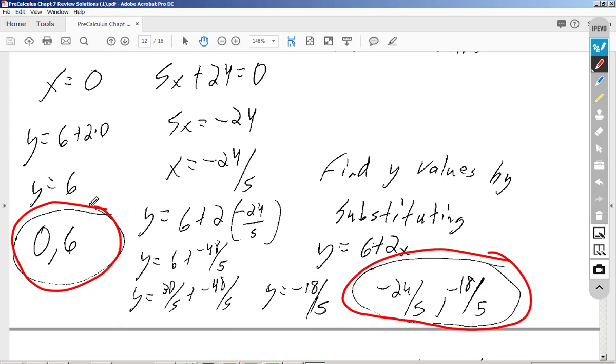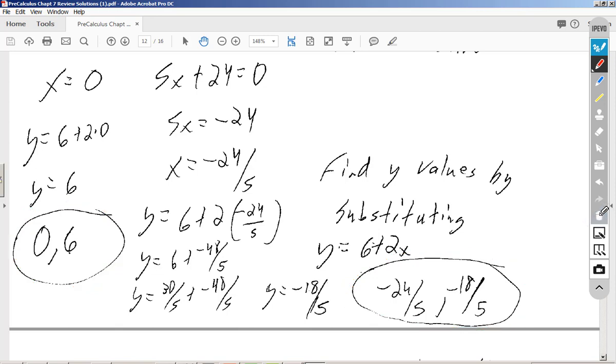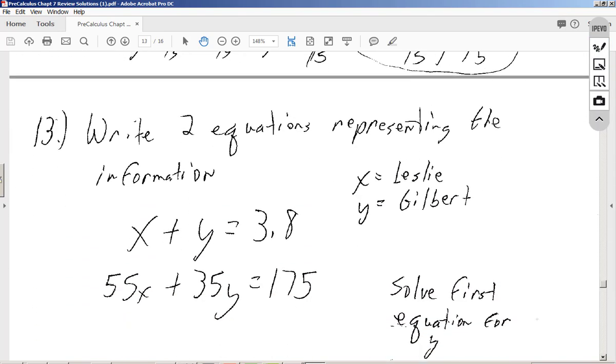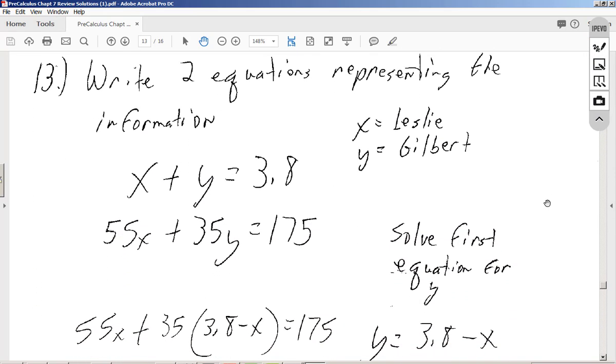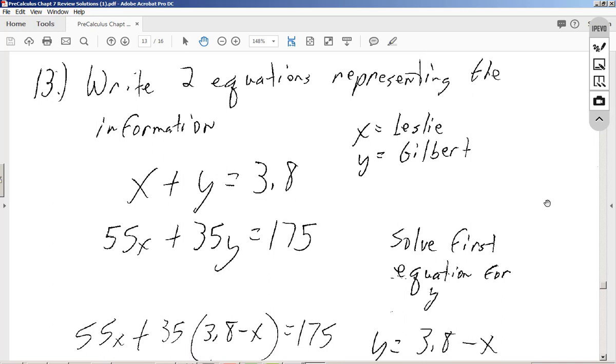Okay, on this next problem, on number 13, we have a story problem. The story problem says Leslie and Gilbert drove a total of 175 miles in 3.8 hours. Leslie drove the first part of the trip and averaged 55 miles per hour. Gilbert drove the remainder of the trip and averaged 35 miles per hour. For what length of time did Leslie drive?